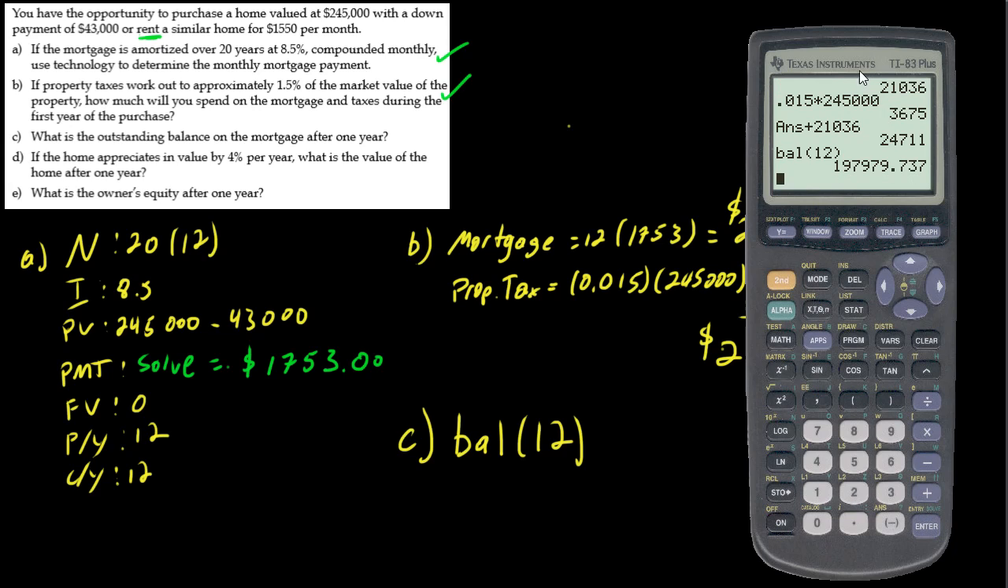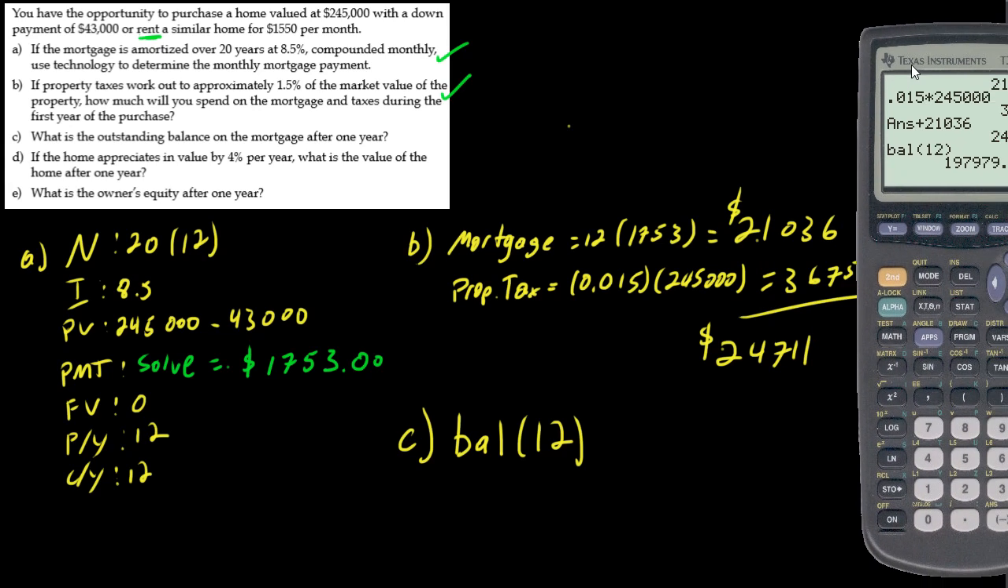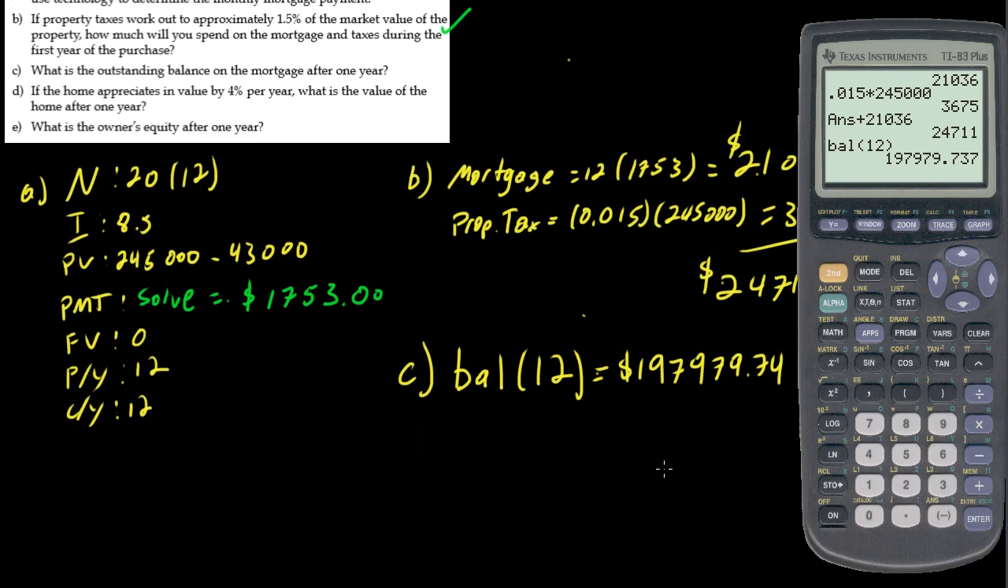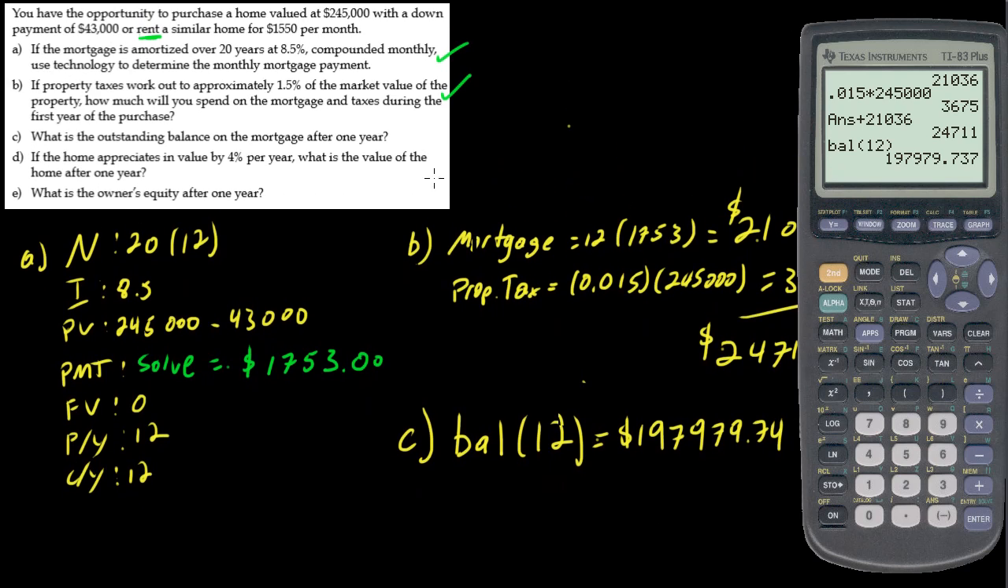So BAL 12, we're going to still owe, oh, I'll put that back in so we can see it. After 12 months, we're going to still owe $197,979.74 still on the mortgage. So that's just after a year, and that's still what we owe on the mortgage afterwards. Okay, let's continue on with this one.